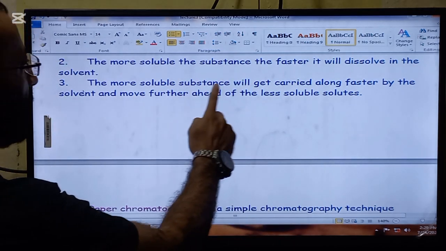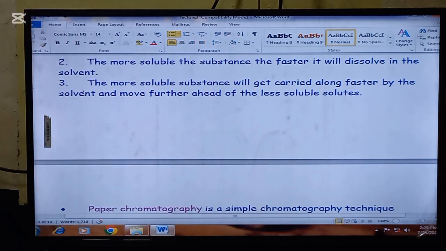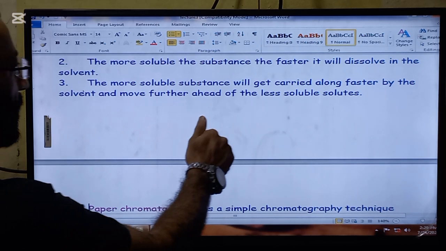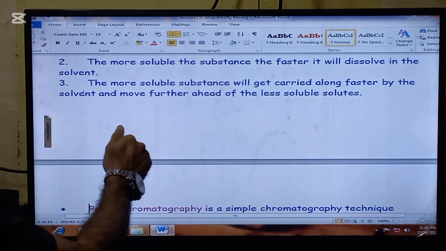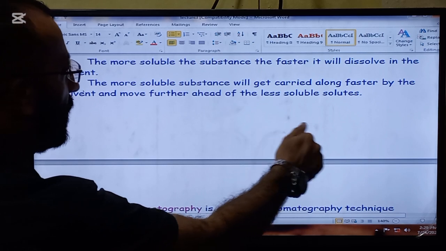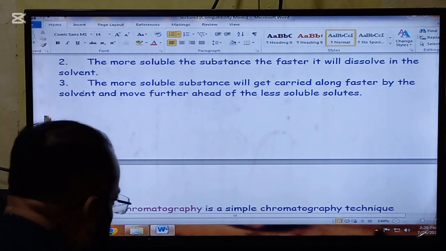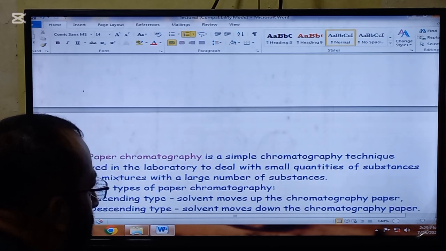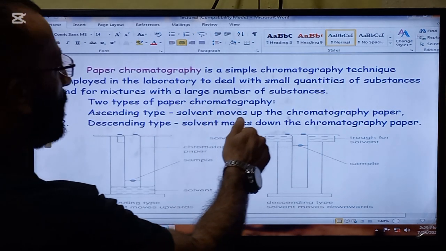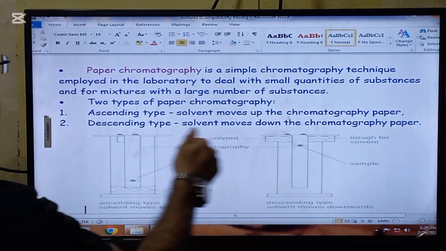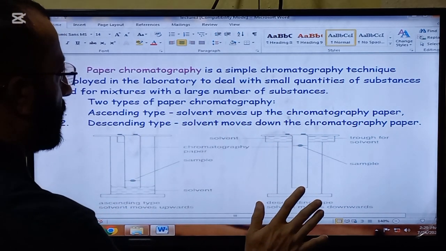The more soluble the substance, the faster it will dissolve in the solvent. Number two, the more soluble substance will get carried along faster by the solvent and move further ahead of the less soluble solutes. Paper chromatography is a simple chromatography technique employed in the laboratory to deal with small quantities of substances and for mixtures with a large number of substances.